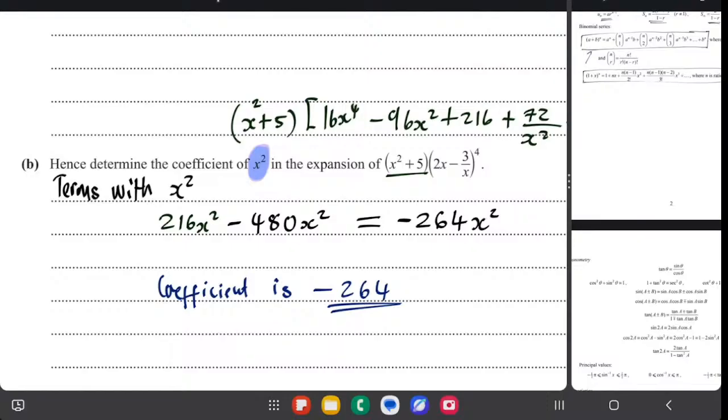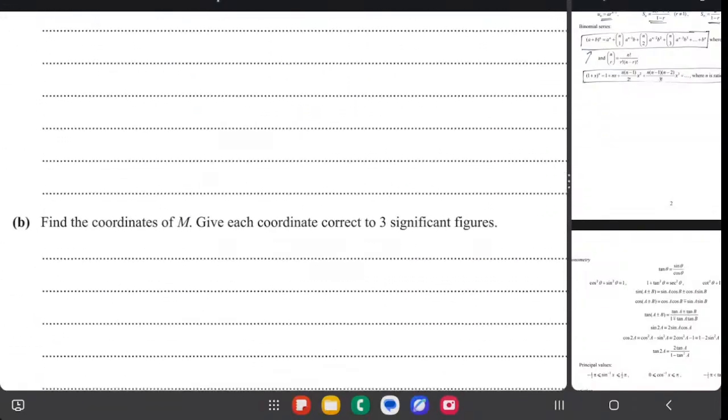Now, what is the next thing? Which one should you do? What is the next thing? Trig. So let's go to it.